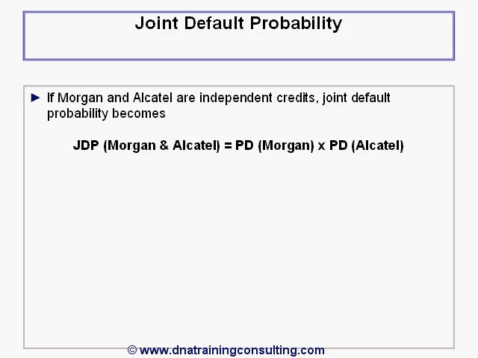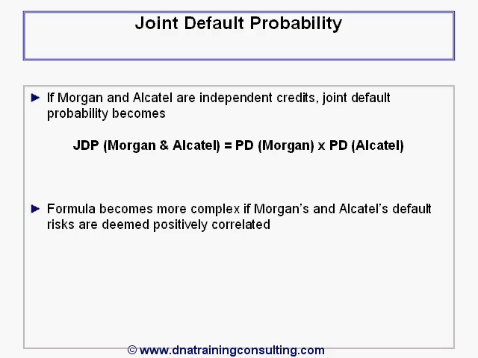We have a worksheet labeled PD of CLN, which we have prepared for this purpose, and which will help us develop a number of important observations in a moment. This formula you see here becomes more complex if Alcatel's and Morgan's risk of default are deemed to be positively correlated by any amount. You will come across the corrected formula in Chapter 2.